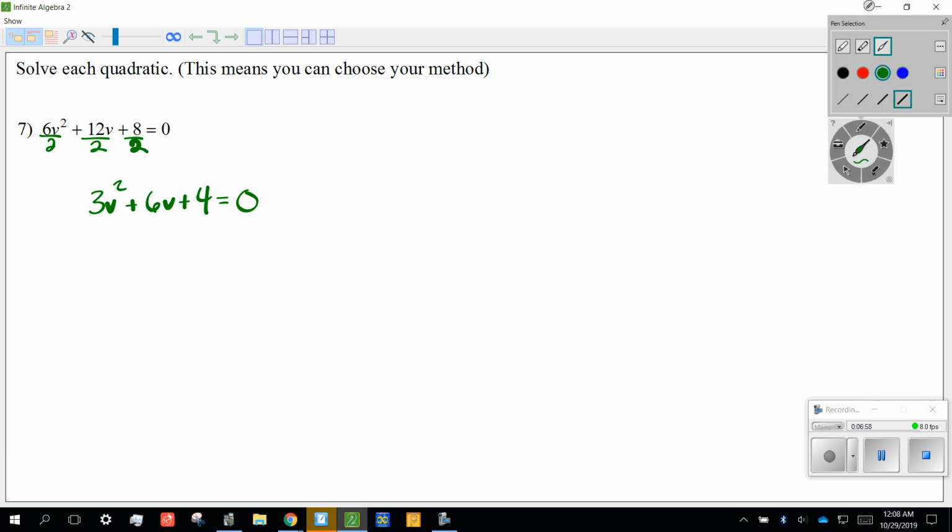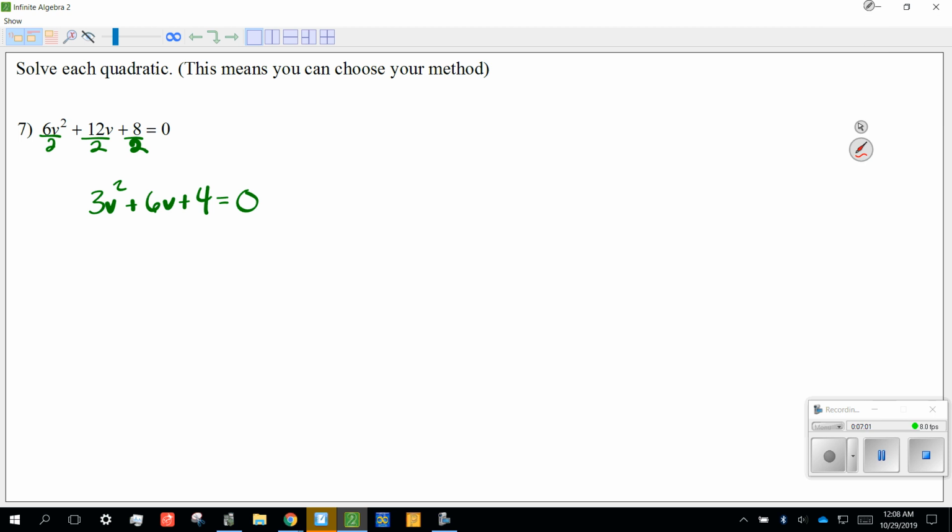Okay? I can't factor anything else out, but what I am going to do is see if I can. I don't think I can, but I want to see if I could find, so can I factor this by the bottoms up method? 3 times 4 is 12. Are there factors of 12 that will add up to 6? Unfortunately, no. If there was a 7 in the middle there, I could make that work, but I can't. So I've got a leading coefficient of 3. That's odd. I don't like that.